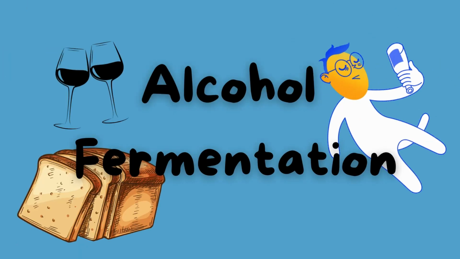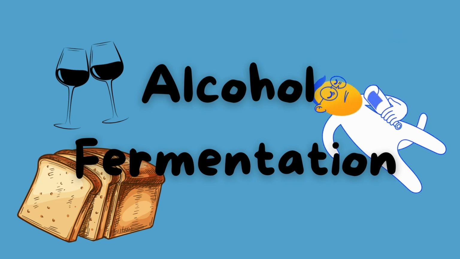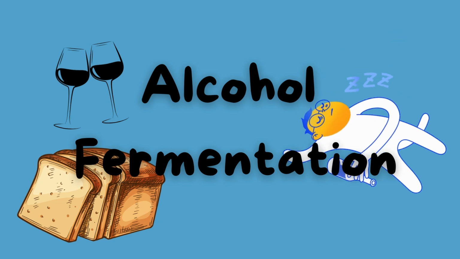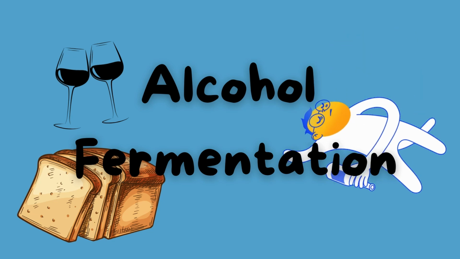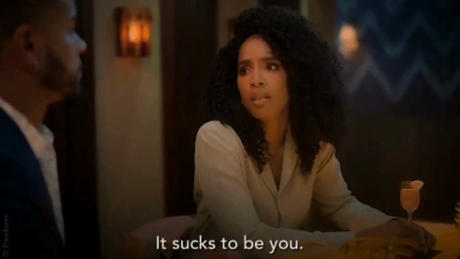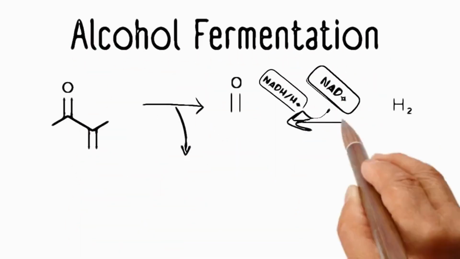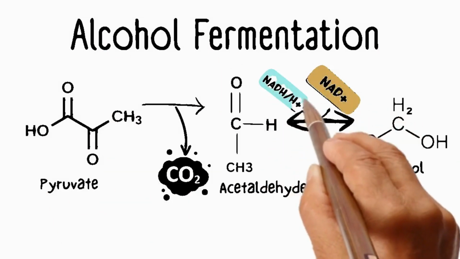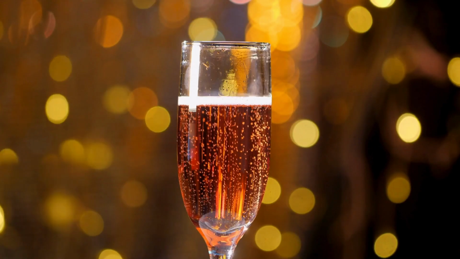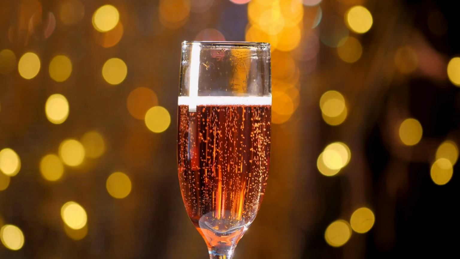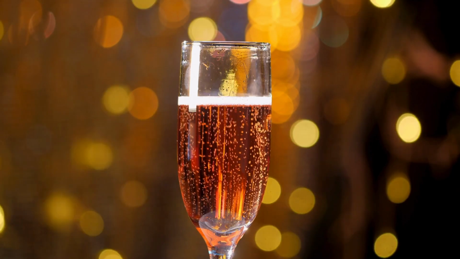The second type of fermentation is alcohol fermentation. Now this is probably everyone's favorite type of fermentation. That is, unless you cannot digest alcohol, which is too bad. Alcohol fermentation relies on yeast and some bacteria. It produces ethanol and carbon dioxide, CO2. And CO2 are the bubbles that we tend to see in beer and champagne glasses.